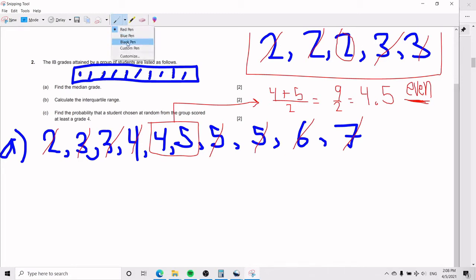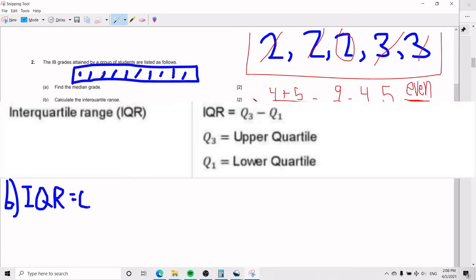Now, for part B, we need to calculate the interquartile range. If you're not sure what this is, watch my video on box and whisker plots because I will go fast here. My IQR is going to be Q3 minus Q1. Now, what the heck is Q3? What the heck is Q1?